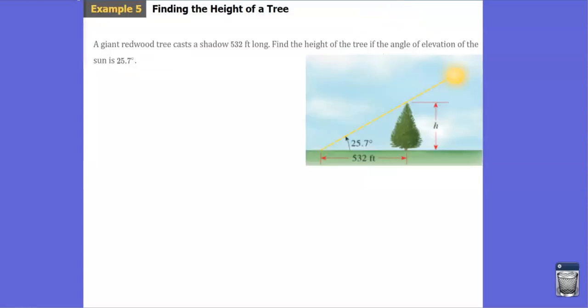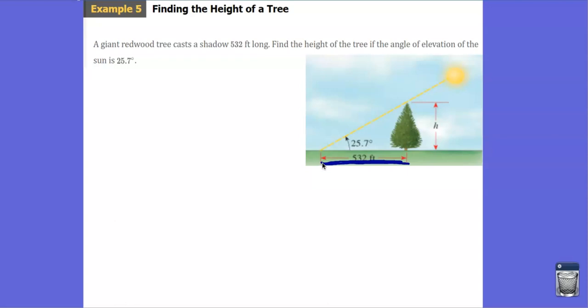So for the last problem, here's an example. A giant redwood tree casts a shadow of 532 feet long. By the way, the picture I added here for the notes, but you should be able to draw the picture based on the words. So when you're doing a word problem like this, if it says a tree, I would draw a tree. And then it casts a shadow. So I would make a sun that makes a shadow. And obviously the shadow is 532 feet long.